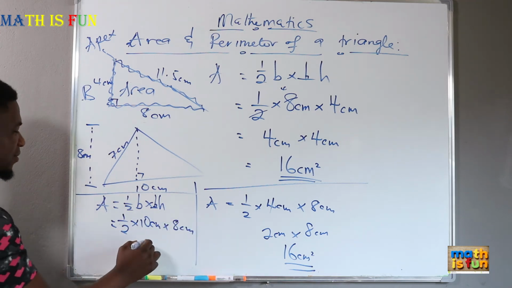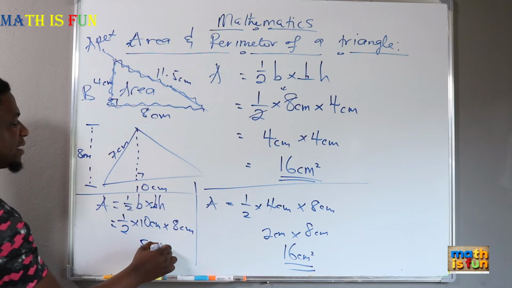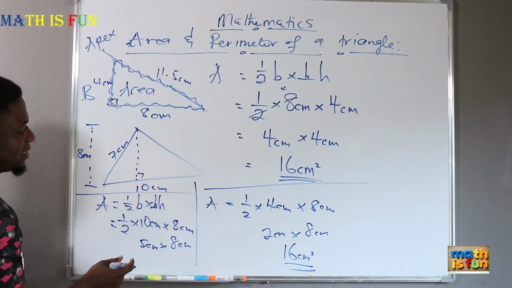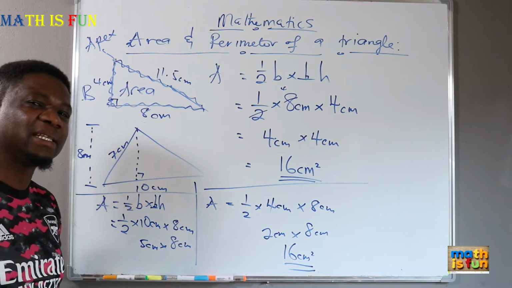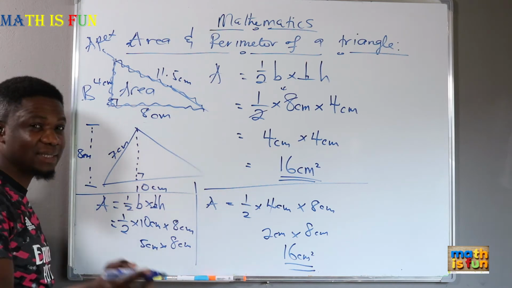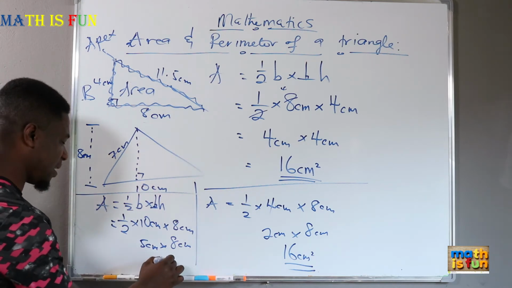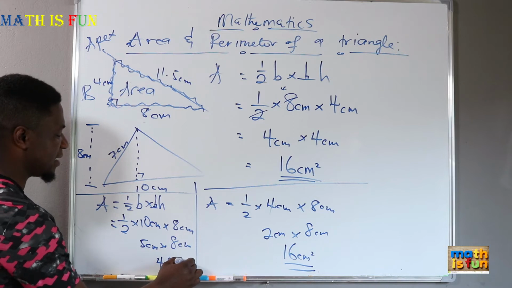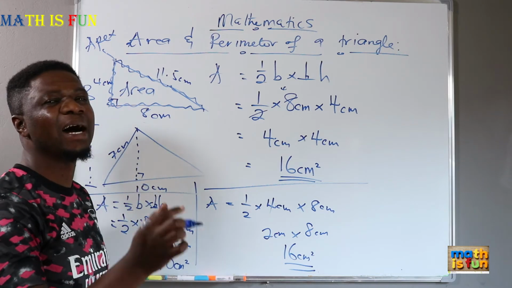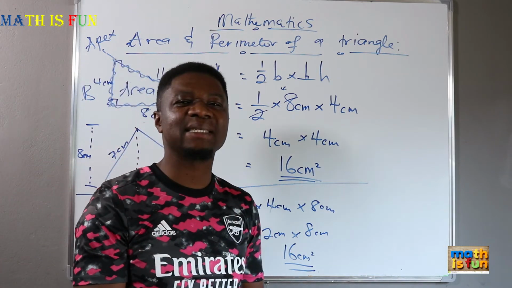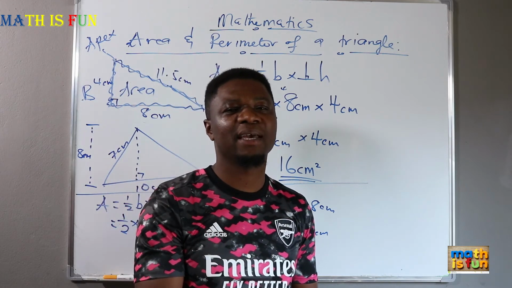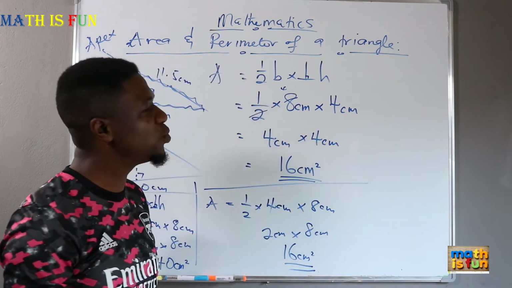Half of 10 will give me 5 centimeters multiplied by 8 centimeters. 5 multiplied by 8 will give us what? Yes, that is true. 40. So 40 centimeters squared. Never leave out the SI units. That is so cool.